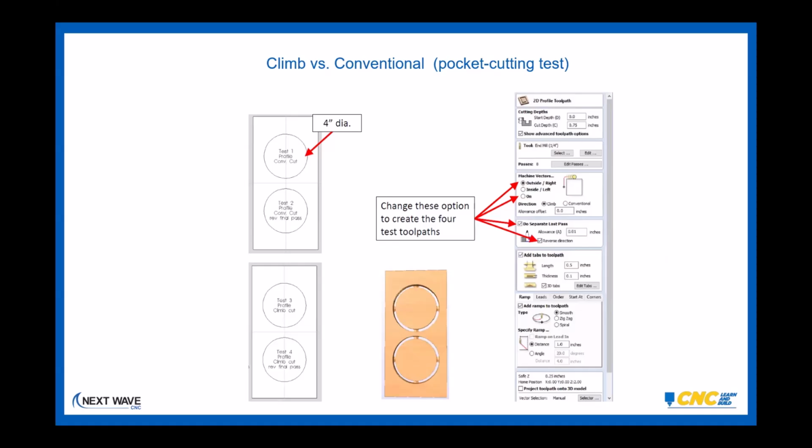So like I said, it kind of depends sometimes on the plywood or the material that you're cutting and the type of router bit. Any questions about climb versus conventional?